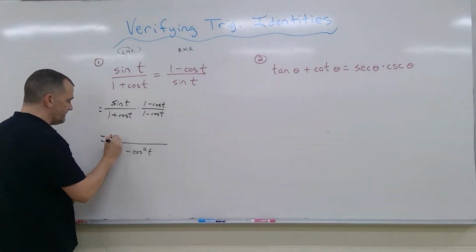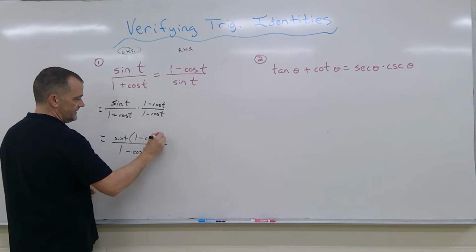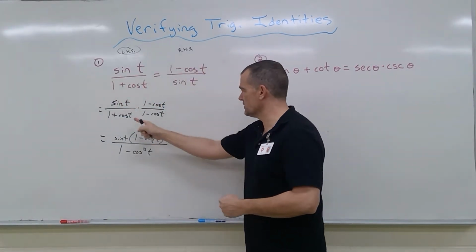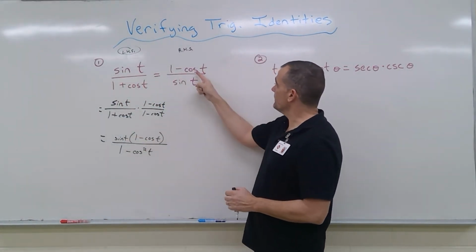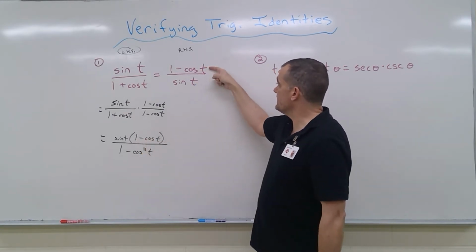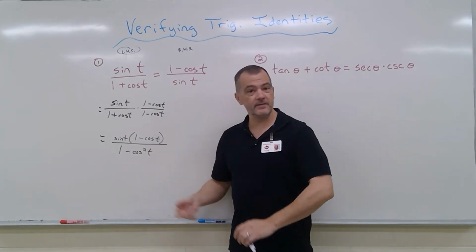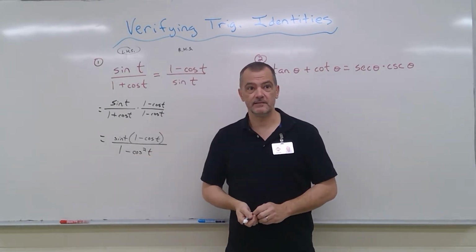The top becomes the sine of t times 1 minus the cosine of t. You're saying, why don't you distribute that out? Well, look at what I'm trying. I'm keeping the end in mind. This has 1 minus the cosine of t, and I've got it there now. But I've got to get rid of this 1 minus the cosine squared of t in the denominator.